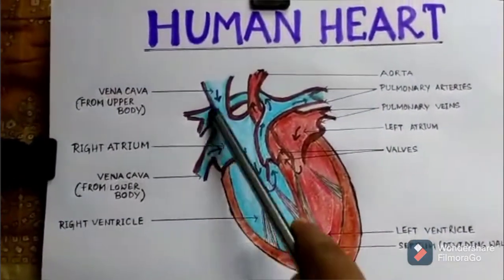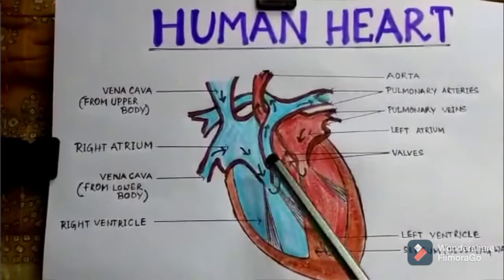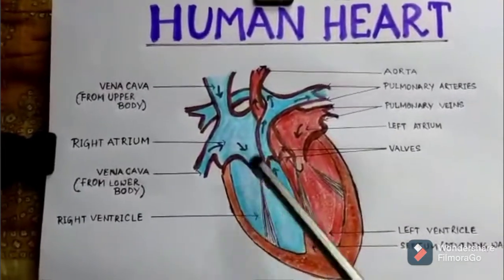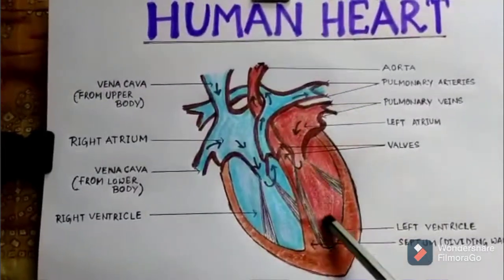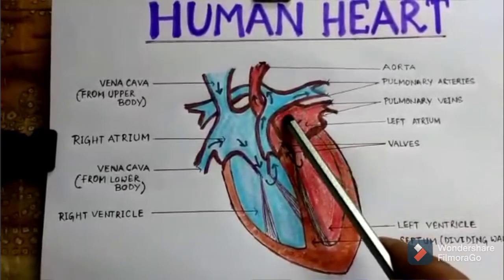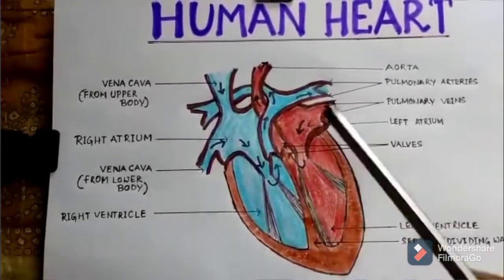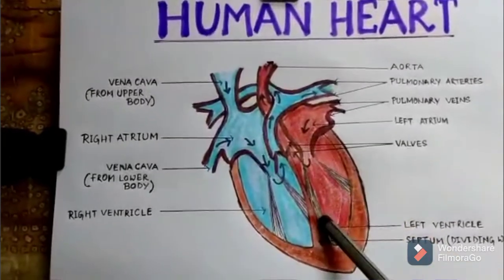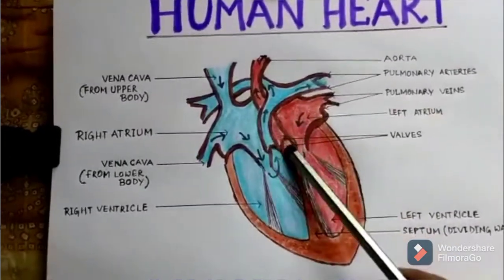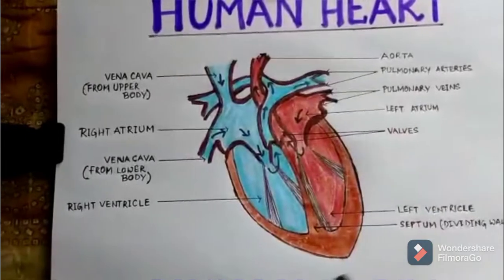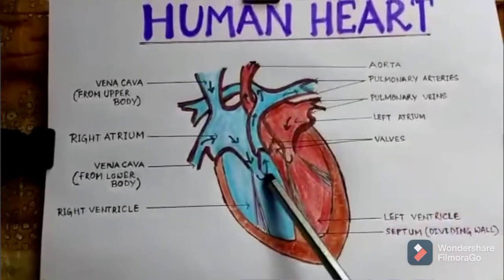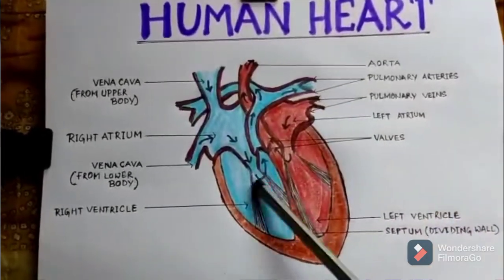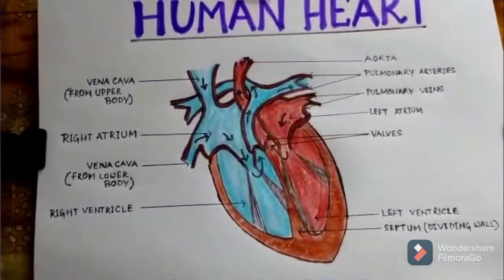Why have I colored this in blue? This blue color refers to the deoxygenated blood, and here I have colored in red. Why red? Because it is the oxygenated blood. So you can see this is the deoxygenated blood, and this red color indicates the oxygenated blood. Now after discussing the detailed structure of the heart, let's move to the next part, the double circulation.